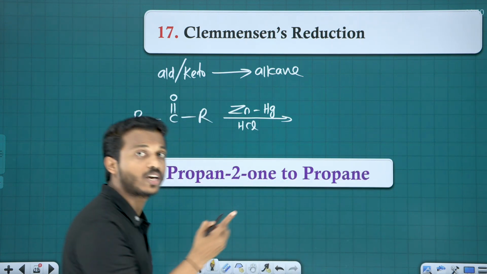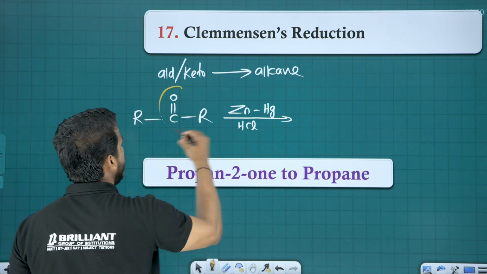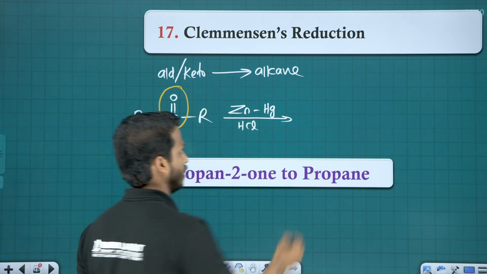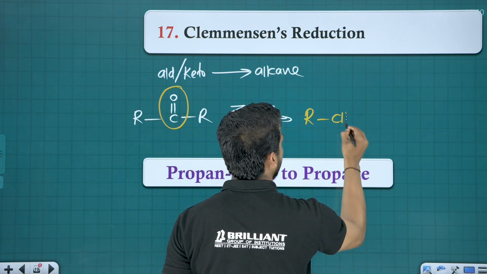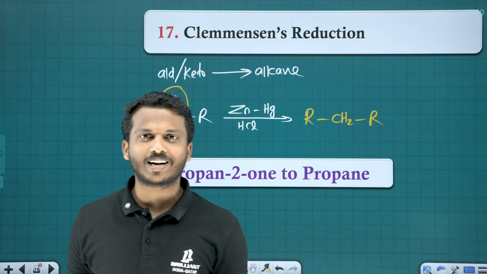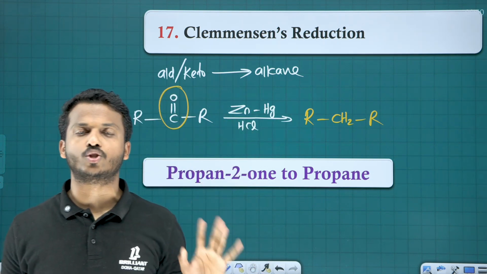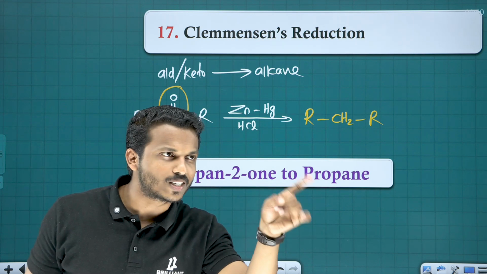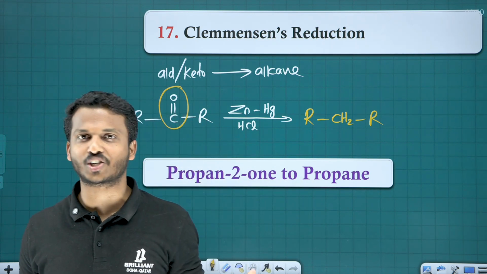Simple. It's a reduction, right? Reduction. So CO makes it CH2. That's it. R CH2 R. It's an alkane. What do you have to do in Clemmensen reduction? The CO group becomes CH2. So what's that? Removal of oxygen, addition of hydrogen. So it's a reduction. Correct.